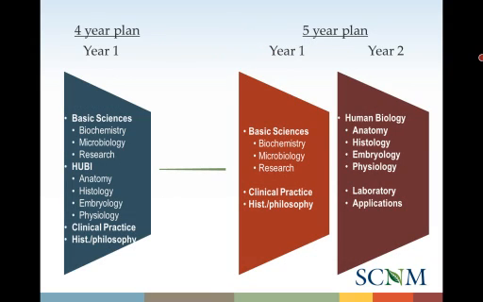So graphically, this is what this looks like. In the 4-year plan, you can see the basic sciences. You have the biochemistry, microbiology, and research, and Hubie specifically split up there, as well as the clinical practice and history and philosophy courses. So that would be what you would take in year 1 of the 4-year program. In the 5-year program, it's basically split in half, and you can see that you take the biochem, micro, and research, as well as clinical practice and history and philosophy in year 1, and in year 2, that's where you get the rest of the human biology.